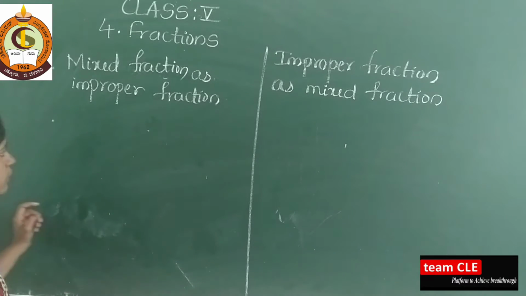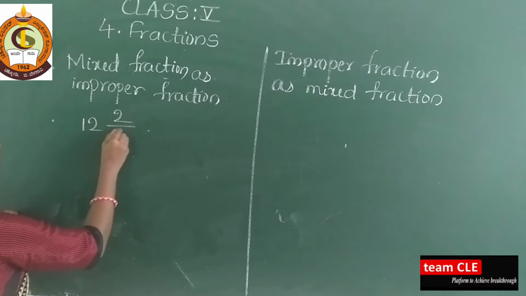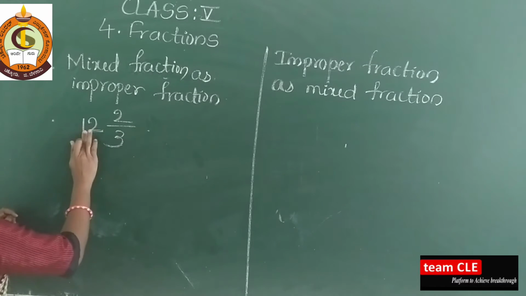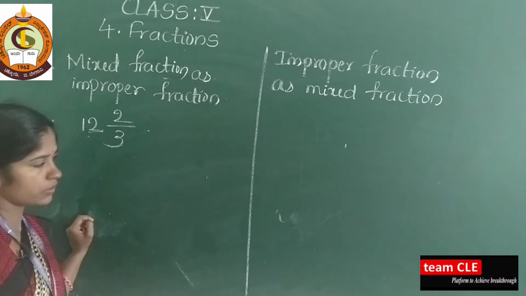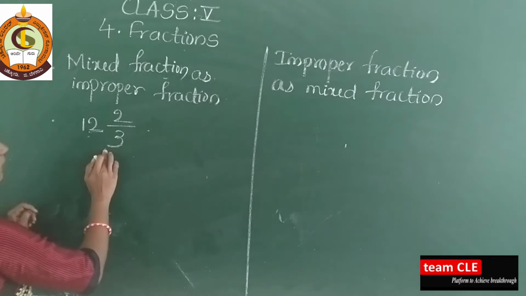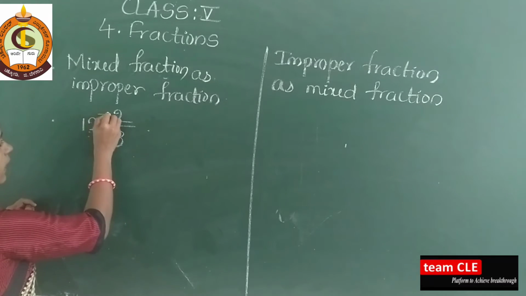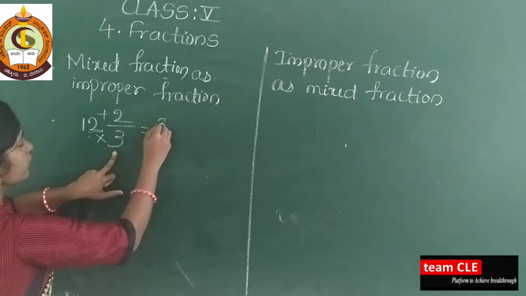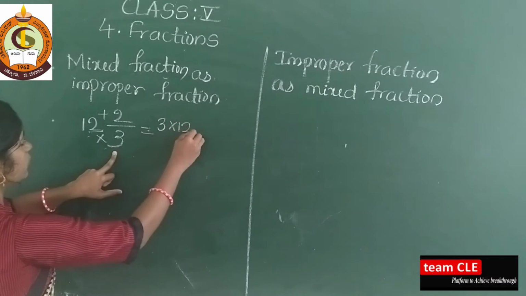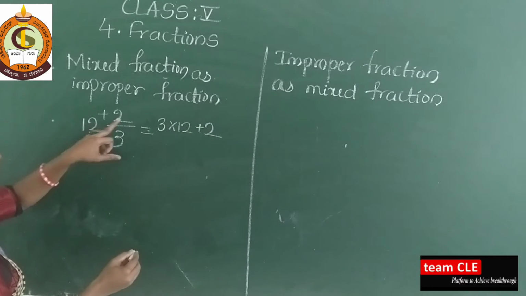So let us see how to solve these examples, means how to convert this mixed fraction to improper fraction. So let us take here one example: 12 integer 2 by 3, or you can read it as 12 2 by 3. Okay, so first while converting, this is a mixed fraction. First you need to multiply, then you need to add. So write here 3 into 12 plus 2.